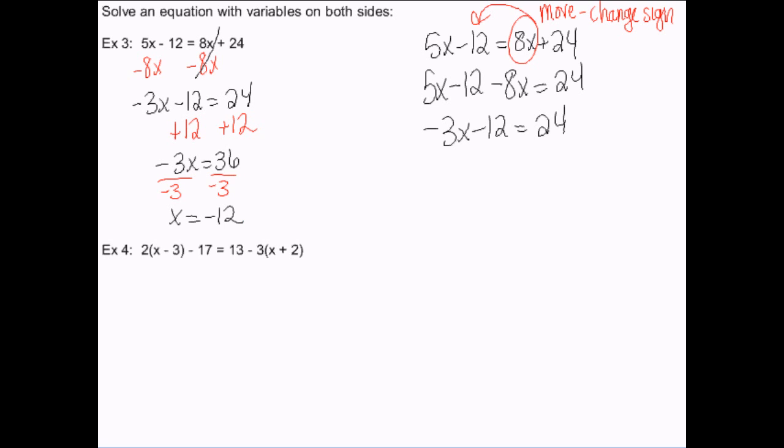Or you can use the same technique. You can pick this -12 up and you can move it over here, except now it's positive. And you get the same answer. So it's just two different ways to approach the problem, and they're both correct. It's just a matter of which way makes the most sense to you, and then use that one.